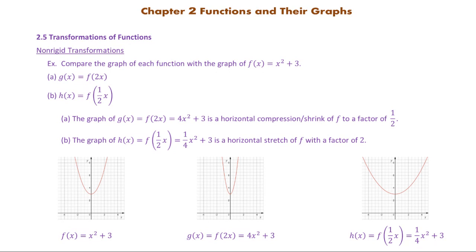In part B, the graph of h equals f of 1/2 x. So this time you change x to 1/2 x in f. So you're going to get 1/2 x squared, which is 1/4 x squared, plus 3. And in this case, you stretch. Remember, this is opposite to the case of vertical stretch or compression. So it's a horizontal stretch when you multiply x by a half. It's a stretch of f with a factor of 2. So you're going to get the graph on the right side.